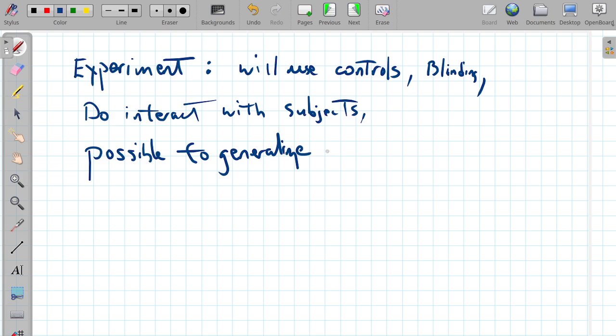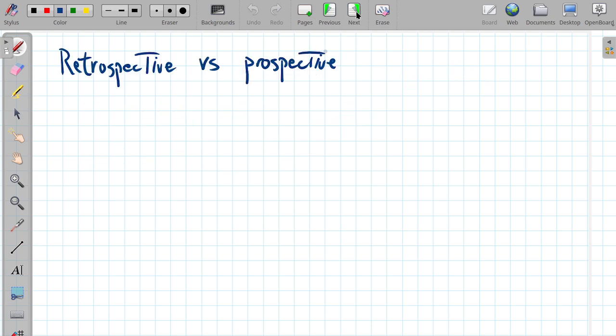Okay, let's move on to the next one. Now, retrospective versus prospective. Well, what does that mean? Retro means looking in the past, and prospective or prospects means looking in the future. And this describes how you get your data.